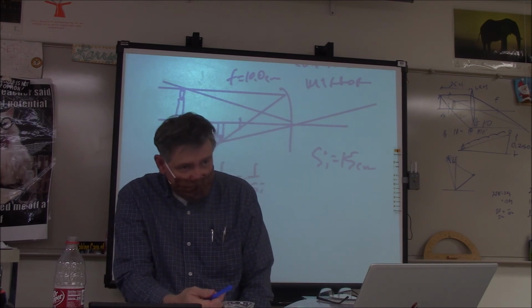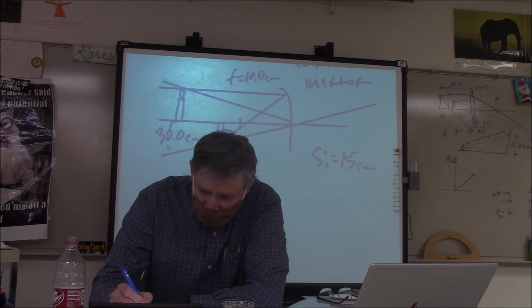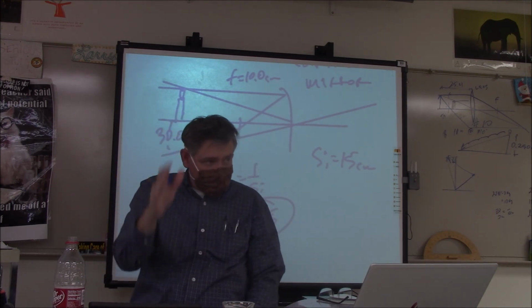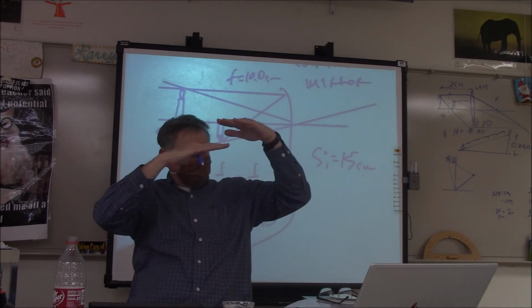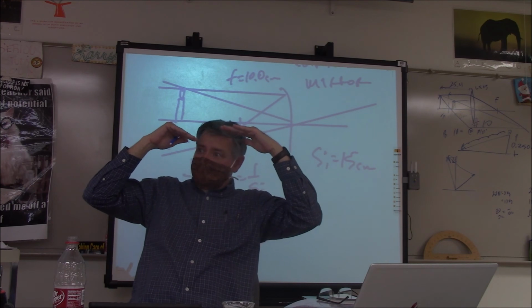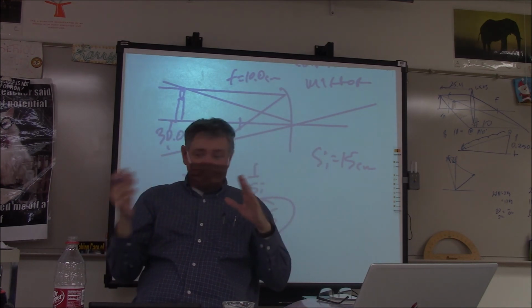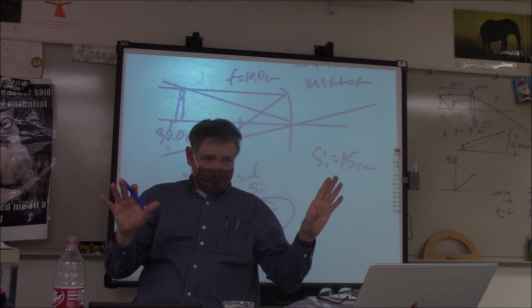Magnification. What'd you get for that? Negative 0.5. So that magnification is negative 0.5, which indicates what? It's inverted. If it was a 2 centimeter tall candle, it would appear as 1 centimeter. And it is real because I can project that onto a screen. Okay? Good with that one.